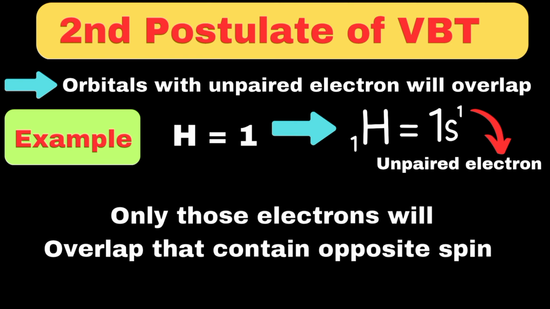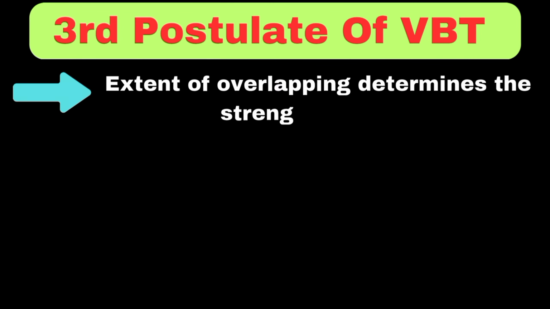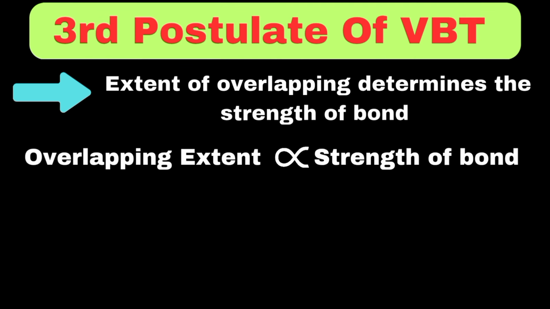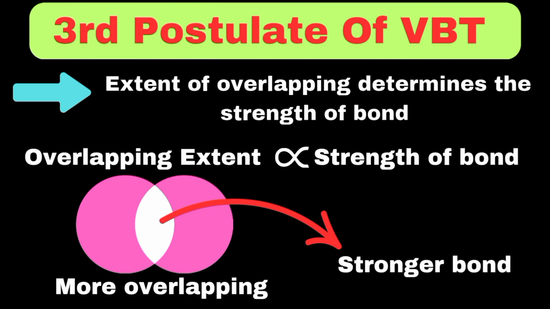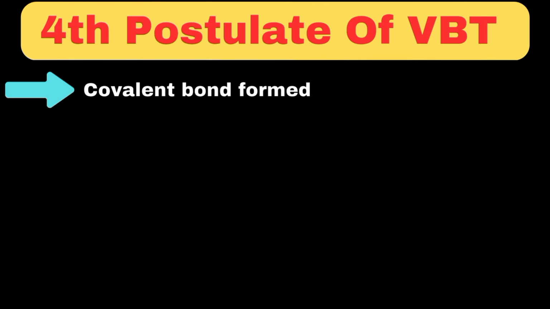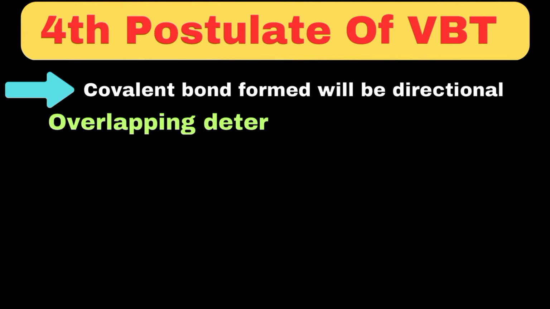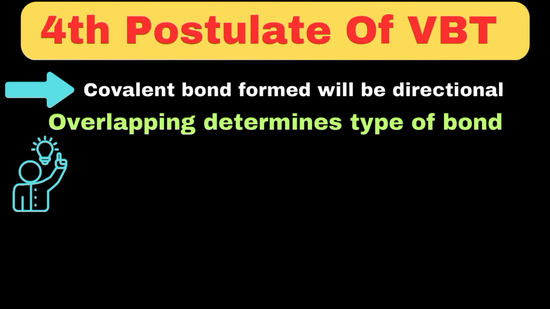Moving toward the third postulate, it explains that the extent of overlapping determines the strength of the bond. This means that the strength of overlapping is directly proportional to the strength of the bond. If overlapping is more, the bond will be stronger, and if the extent of overlapping is less, then the bond will definitely be weak. The fourth and most important postulate says that a covalent bond formed between two atoms will be directional. This means that the direction of overlapping orbitals will determine whether a sigma or pi bond will be formed. To make it clear, let's understand it deeply.